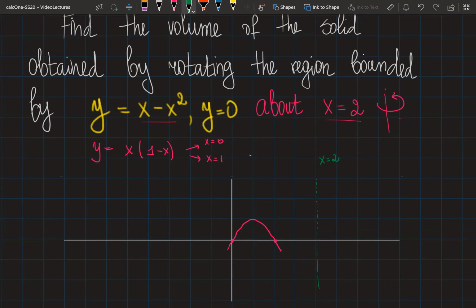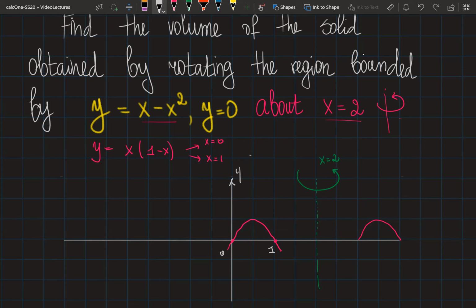So we need to get this region, and we have to rotate it around this vertical line. What does it mean? It means that we are going to have a similar hill here, right? It's basically a rotation. Whenever we rotate this, we're going to have something similar here. So what we have to do is create a lot of cylindrical shells. In order to understand what we're going to do, let us do a couple of analyses.